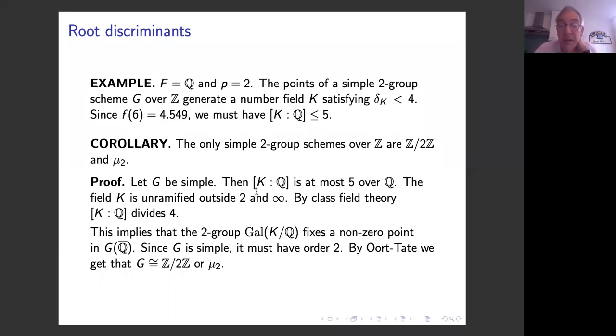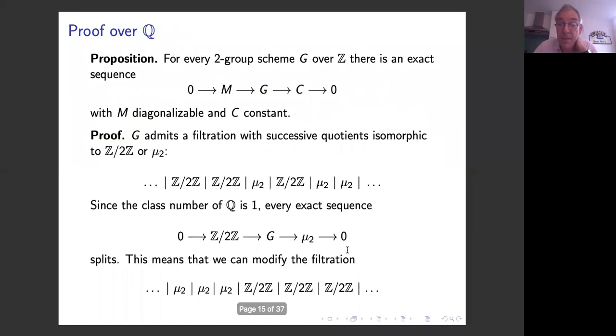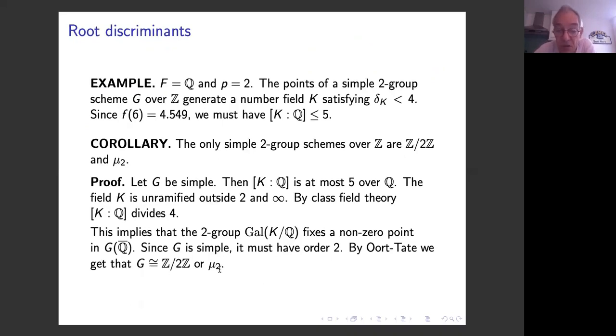So I prove now here that the only simple 2-group schemes over Z are only two. It is Z modulo 2, the constant group scheme, and it is mu 2. That follows from general results by Oort–Tate. If you know the order is 2, then you also know the structure. Now, that implies the simple group schemes have order 2, and they are those two. Just as with Galois modules, every finite 2-group scheme, you can cut it in simple parts. You can filter it with subgroup schemes, and then the successive quotients all have order 2, just like with modules. And so knowing the simple pieces tells you a lot about the structure of these 2-group schemes.